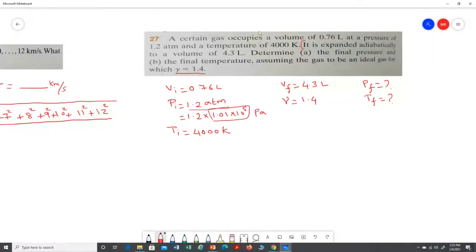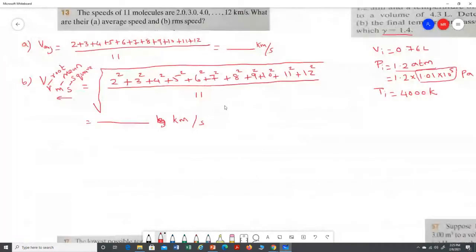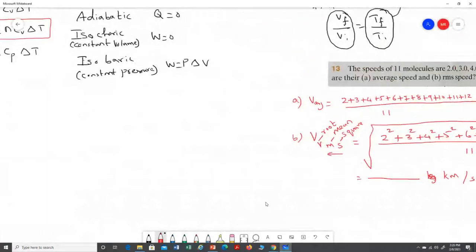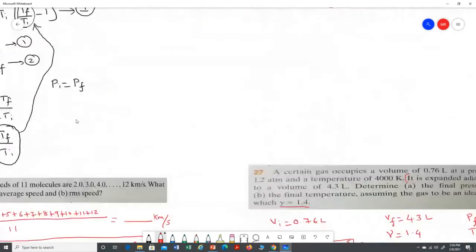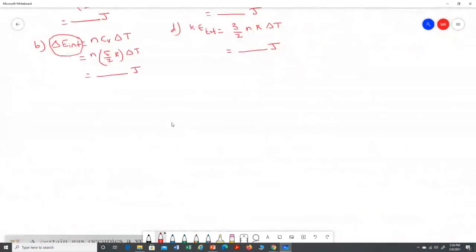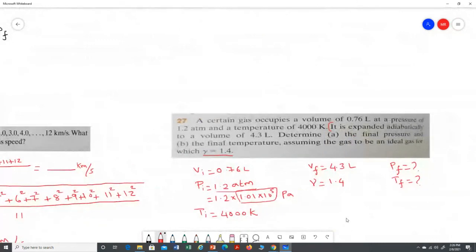My dear, we have two equations. Do you remember? Yesterday, when we concluded the chapter, we concluded with these two equations. So by using the first equation, we can find the final pressure. By using the second equation, we can find the final temperature. I am going to use these equations for this problem. So please, my dear, recall the formula. The formula is very, very important.